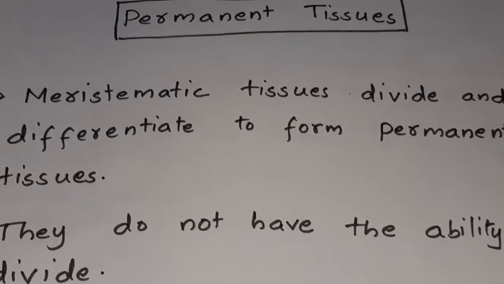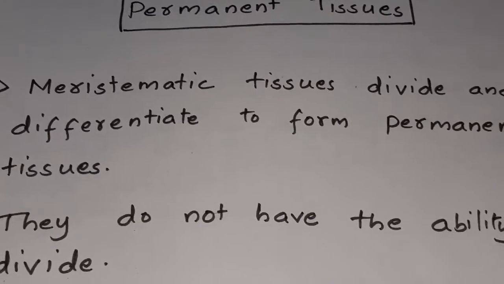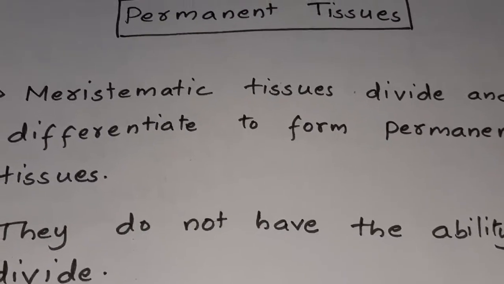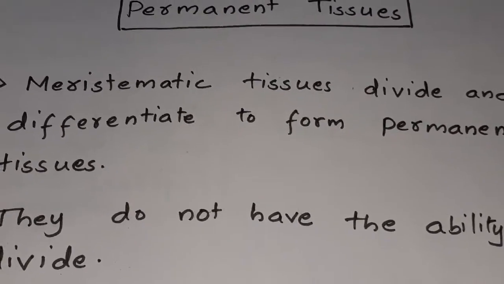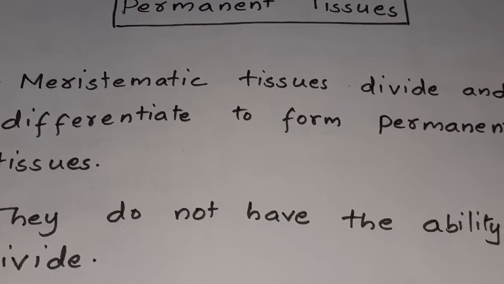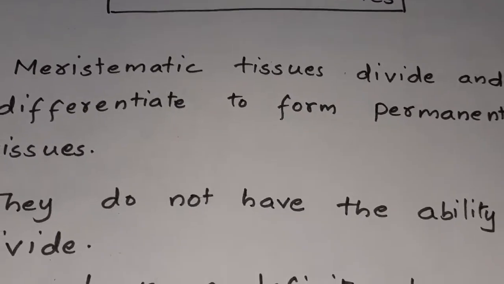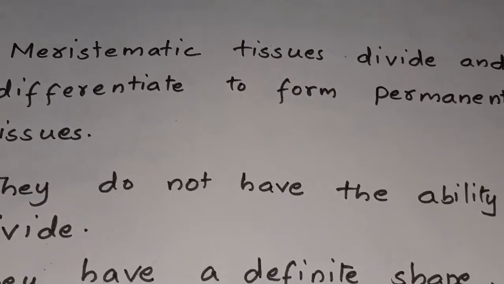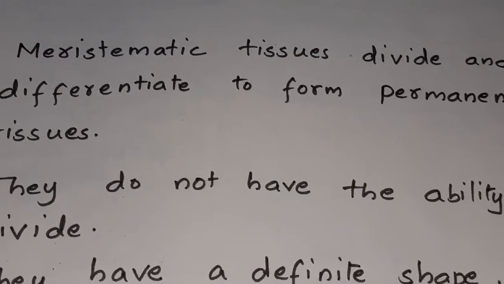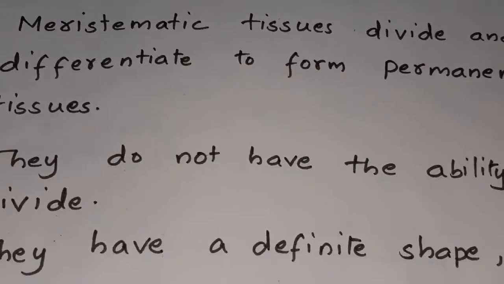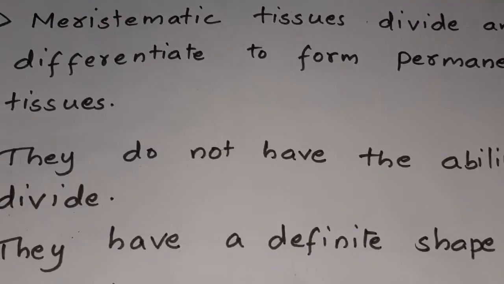Dear children, in the previous class we have seen about meristematic tissues in plants. Now today we'll see the second type of tissue, that is permanent tissue. Some features and properties are there for permanent tissues. We'll see one by one. The first one is meristematic tissues divide and differentiate to form permanent tissue. So the permanent tissue is forming from meristematic tissue.